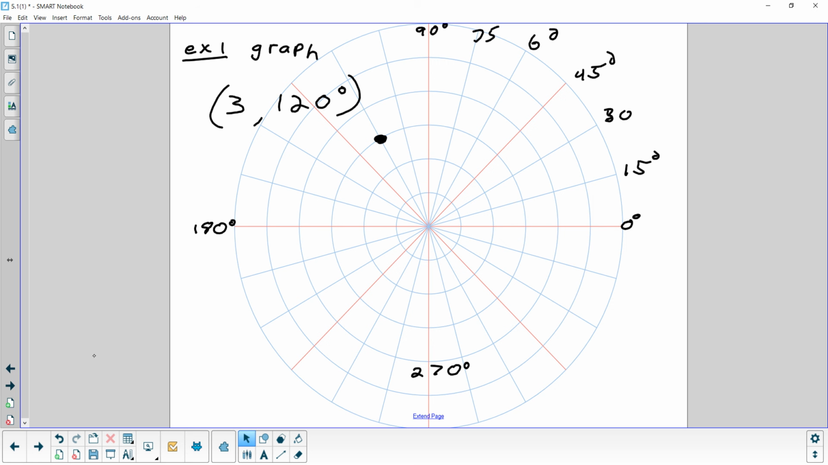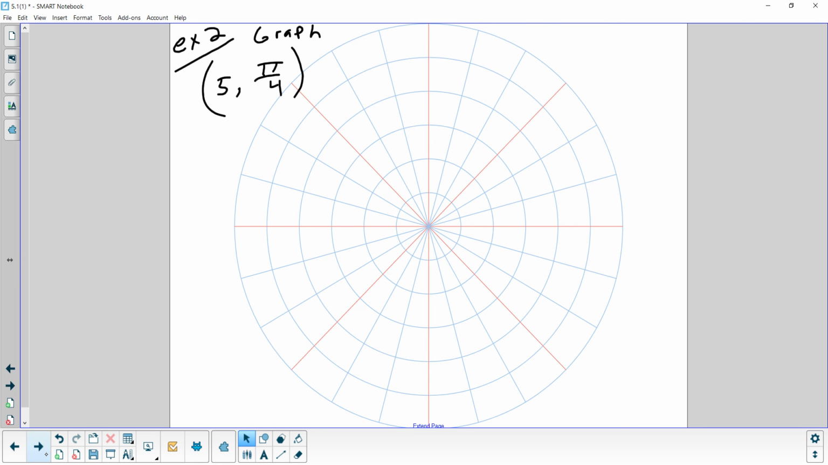Okay, any questions on how we graph that one? Okay, and that's it. All right, let's try this one. So it's still a positive radius and it's still a positive angle.